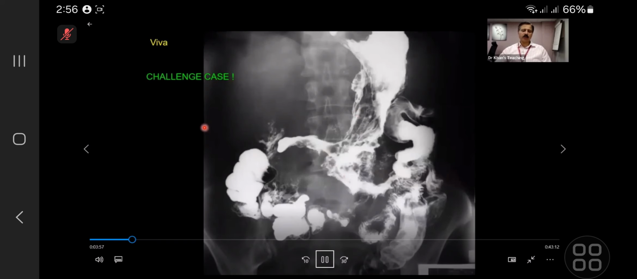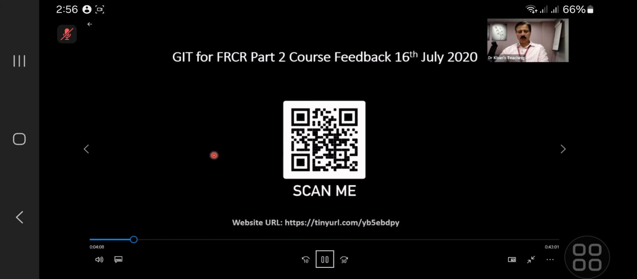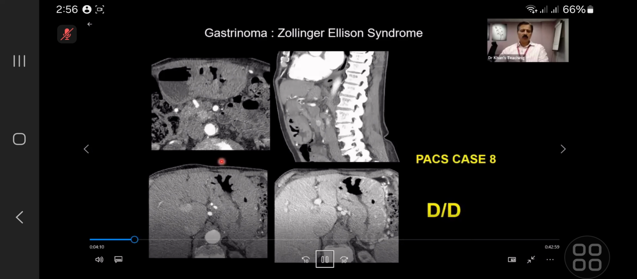So this is the type of film in which you have to stretch your imagination, should I say. Is the contrast at the right location or not? Okay. This case, I will give you the findings. Actually, let me tackle it as a teaching case.